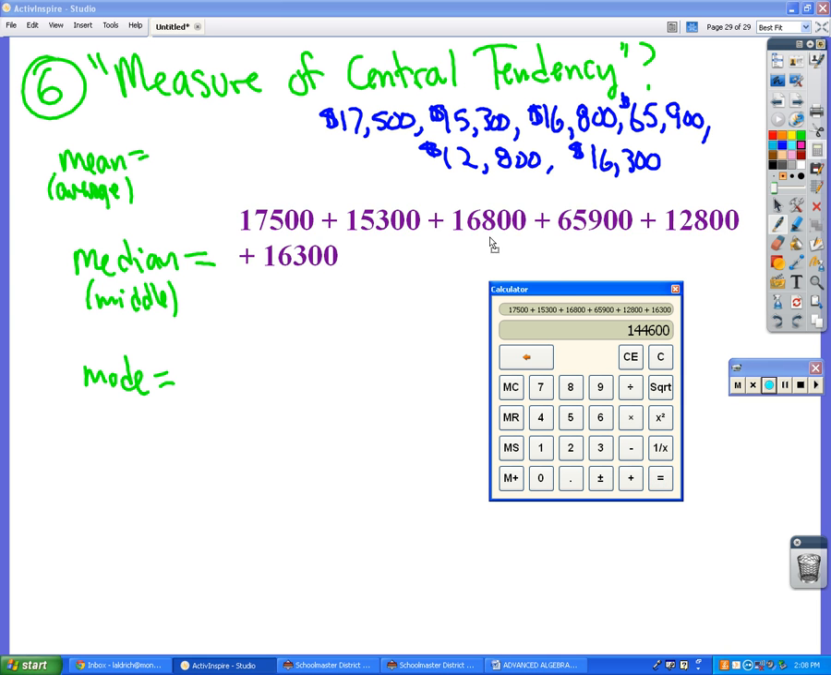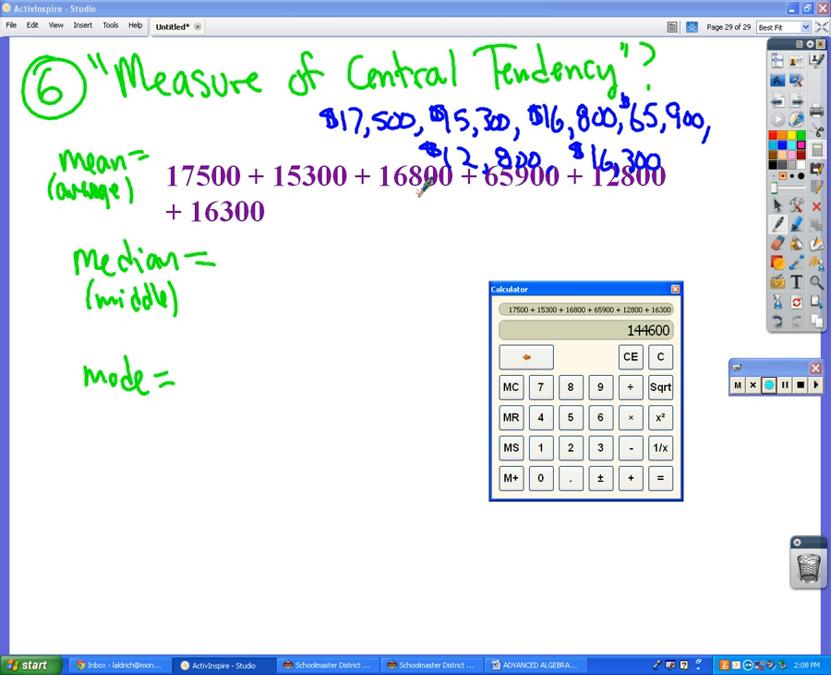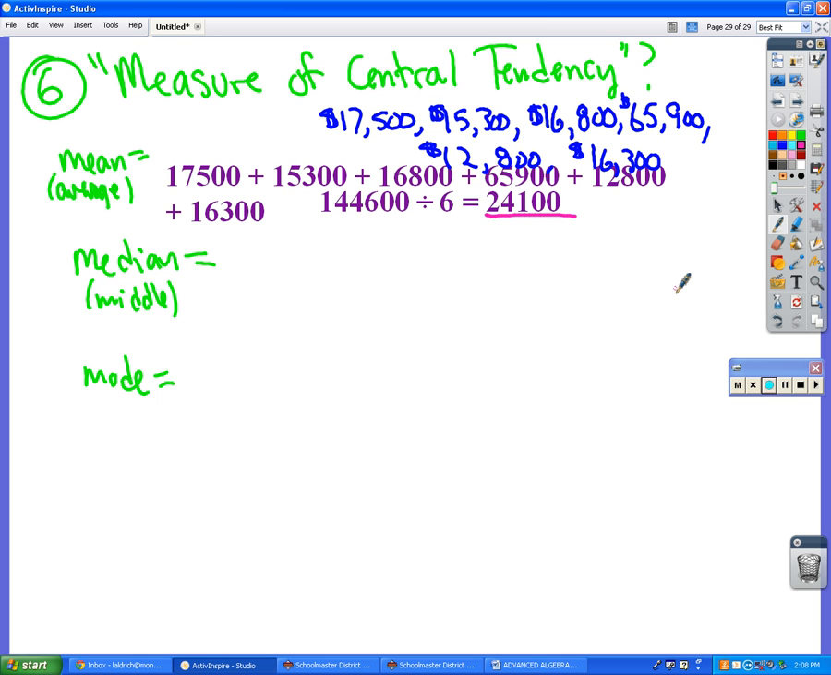Okay, so all of those add up to $144,600. And then I do what? Divide by how many numbers there are. Six. Six? Okay. So I take that and divide it by six, and I get 24,100. Okay. So if I was going to use the mean to say how much the cars cost from the place that I'm selling them, I would be telling people that cars cost $24,100. All right?